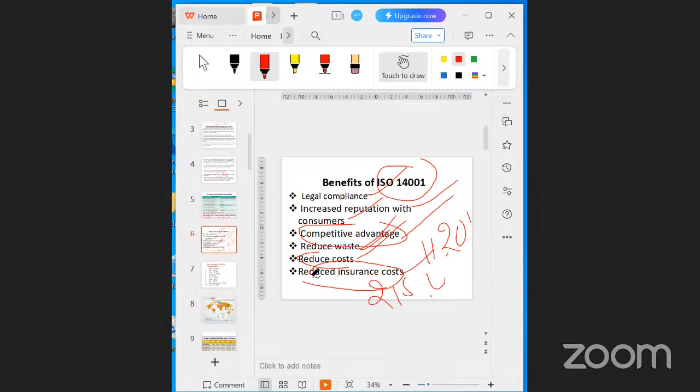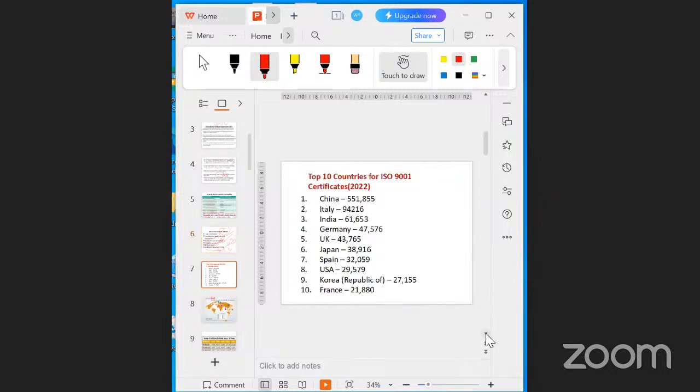So the certification proves your organization is performing strong due diligence in managing their environmental impacts. Which means there is less chance of you being found liable of environmental negligence, right? So these are the benefits of ISO 14001.